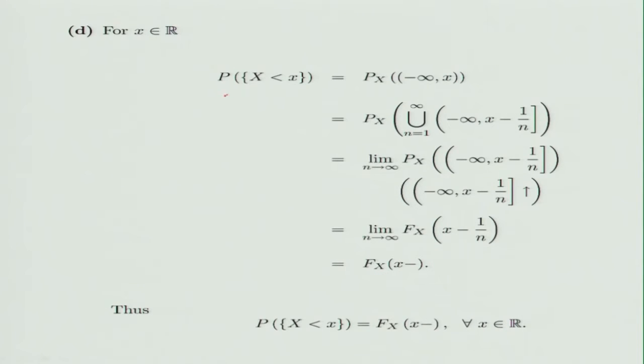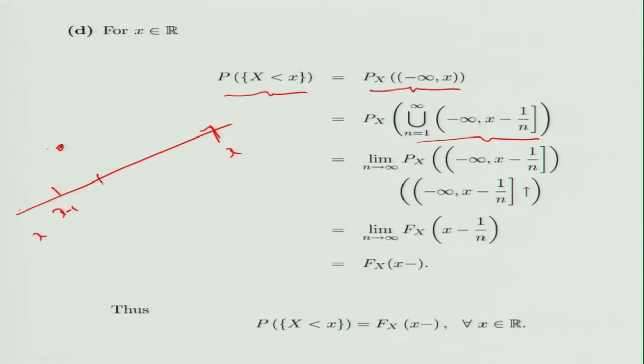So now let us try to see what is the probability X less than x, which is same as Px of minus infinity to x. Now note that minus infinity to x can always be written as union of these events. So what is happening is you have figure like this, x is over here, x minus 1 is over here, x minus half is over here. So what you are doing is you are moving like this. You can go as much closer to x as you wish, but you will be never able to touch x. And since x is not included in any of these sets, so this union is going to be minus infinity to x.